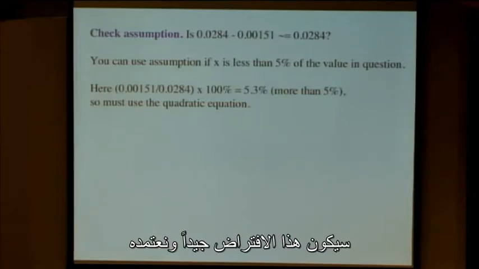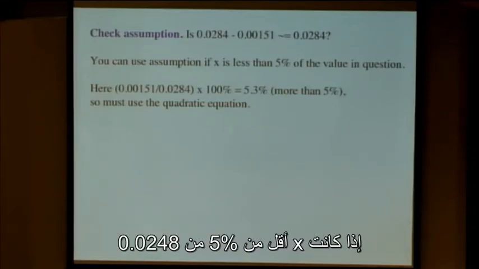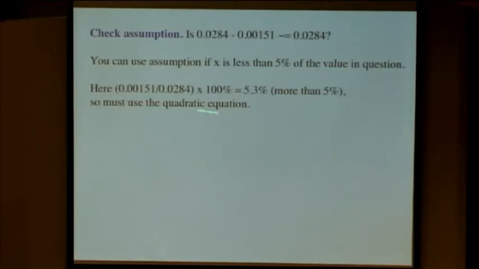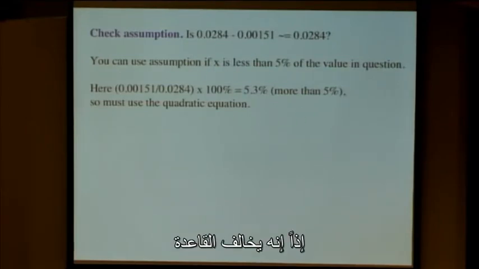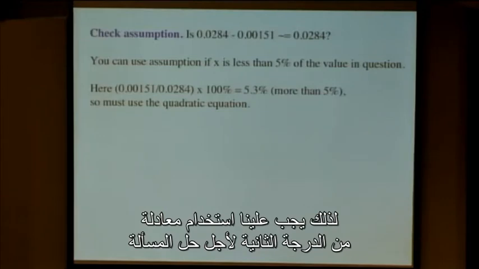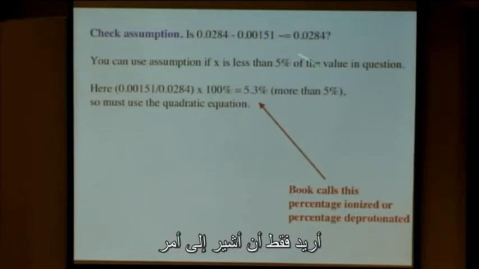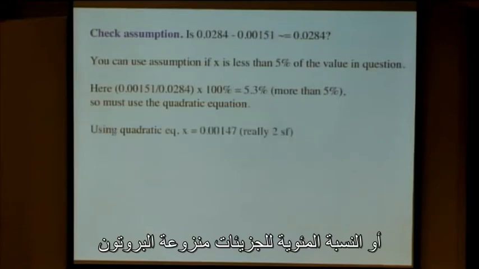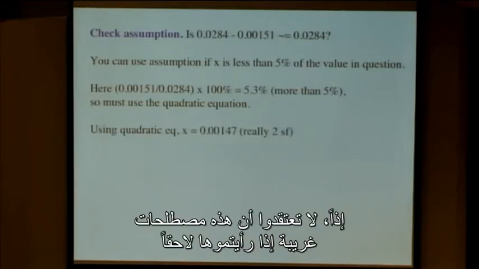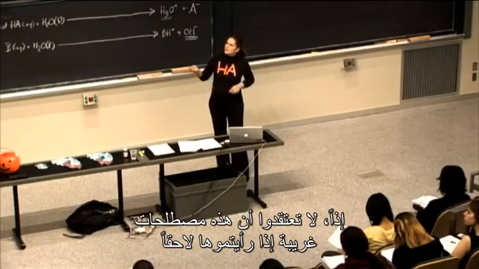We say it's OK if it's less than 5% of the value. So in this case, it's actually not. It's 5.3%. So that violates our rule. So it's more than 5%, and then you have to use the quadratic equation to solve the problem. I just want to note that this percentage can sometimes be called percent ionized or percent deprotonated, so that you're not thinking that's some kind of bizarre term if you see that.